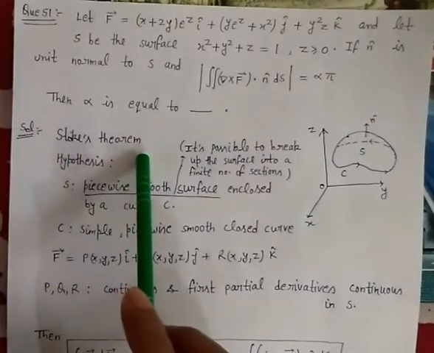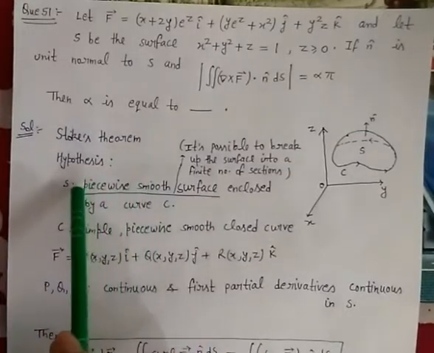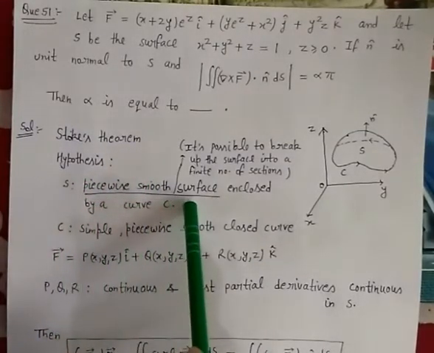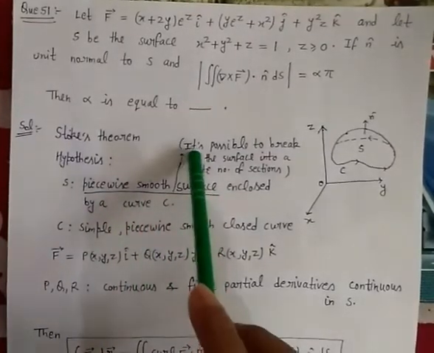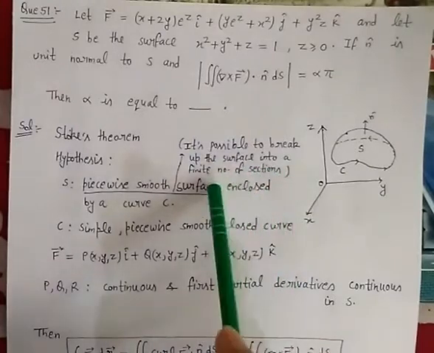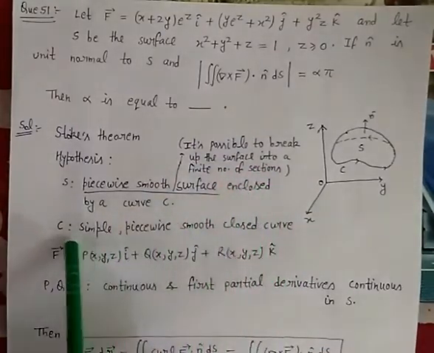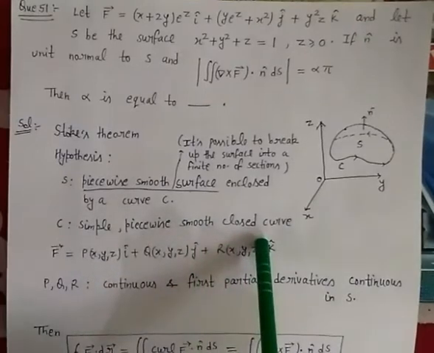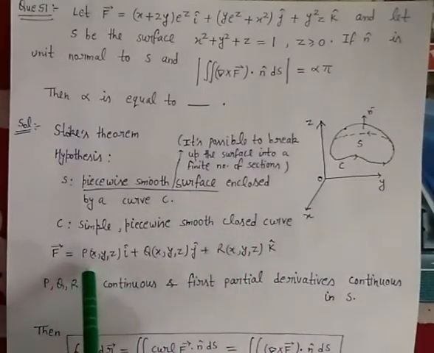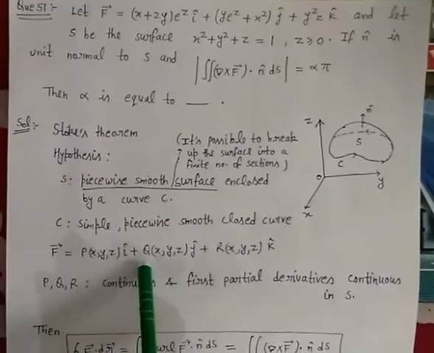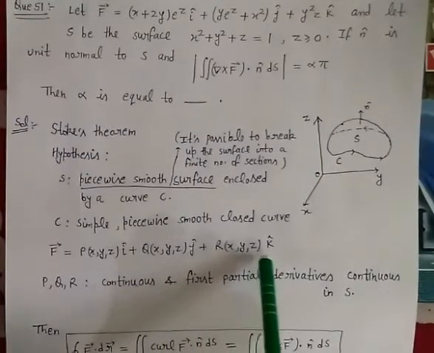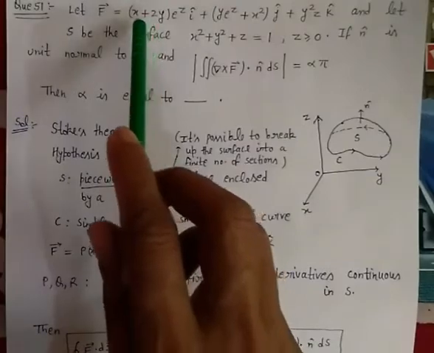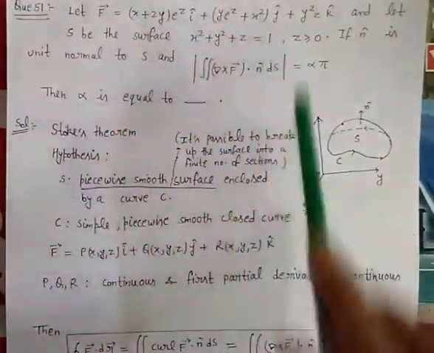Stokes theorem says that S is a piecewise smooth surface enclosed by a closed curve. Piecewise smooth surface means it's possible to break up the surface into a finite number of sections. And C is a simple piecewise smooth closed curve. F vector is P(x,y,z) i cap plus Q(x,y,z) j cap plus R(x,y,z) k cap, which is given here.